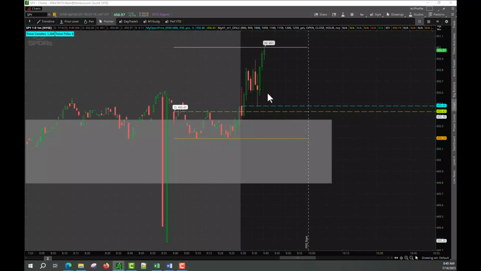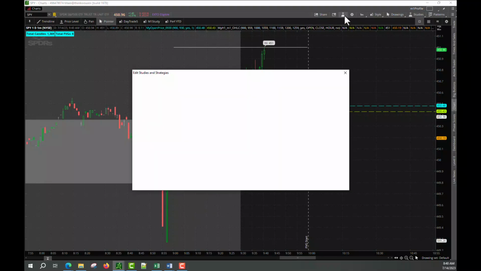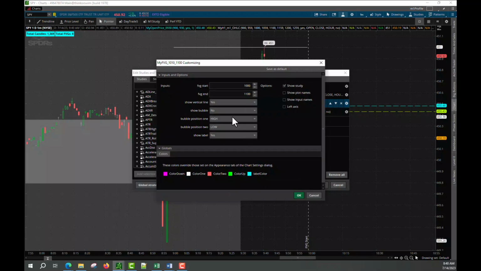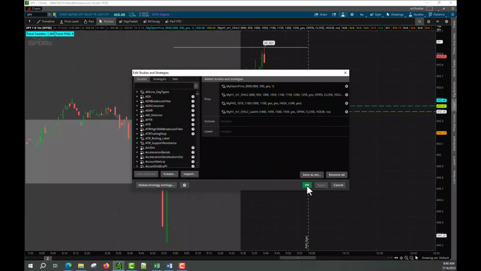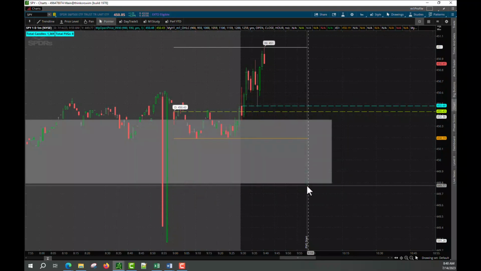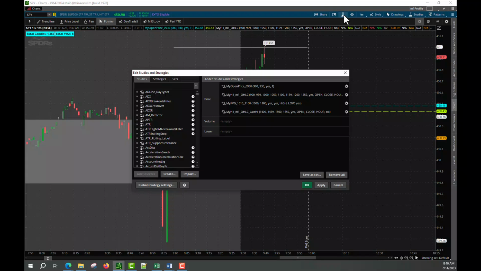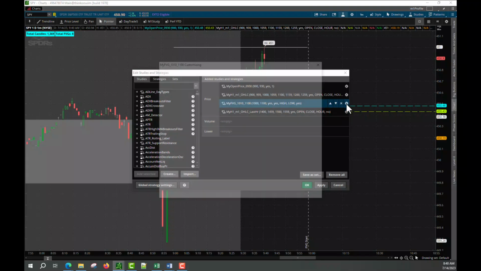Do we see any failure gap here? Let's turn on the failure gap right here. We need to turn it on. Right now we have it turned off. We need the failure gap. So far we don't see any failure gap on the 1 minute time frame.